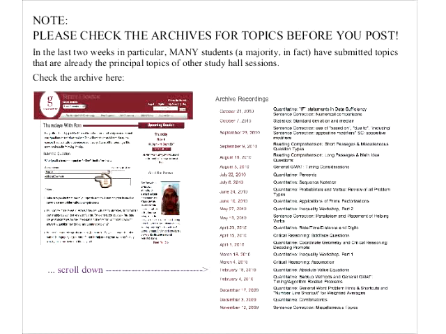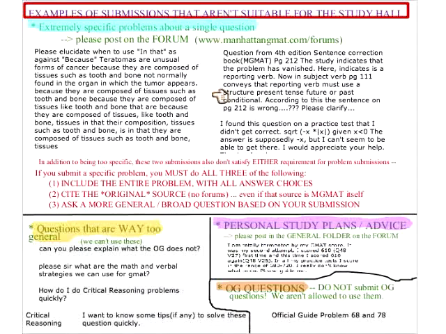Okay. Examples, we've shown these before, examples of what not to submit. Please do not submit extremely specific problems about one question. These belong in the forum. And if you submit single questions, make sure that you give the source of the problem. For a couple of these, there's no source. For example, this person just wrote, "I found this question on a practice test." Not good enough, we can't use it. You need to make sure that you tell us where you got it from.